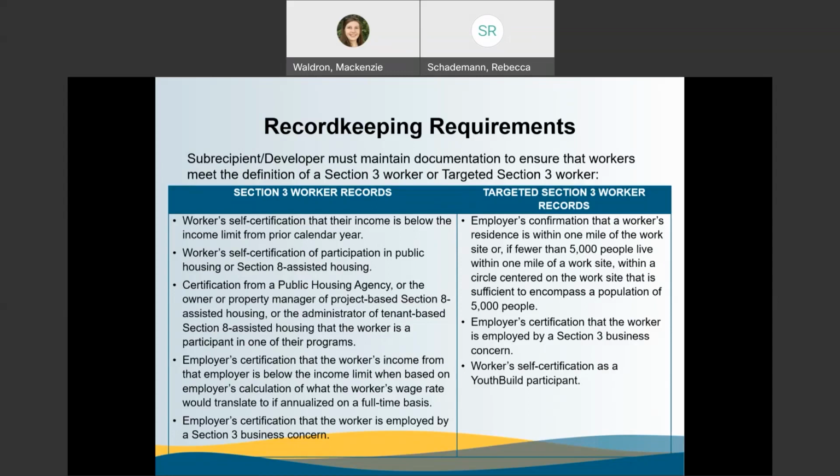The employer's certification that the worker is employed by a Section 3 business concern, or the worker's self-certification as a YouthBuild participant. Now Rebecca is going to walk through the forms that DED has created to help subrecipients and developers meet these record-keeping requirements in more detail.